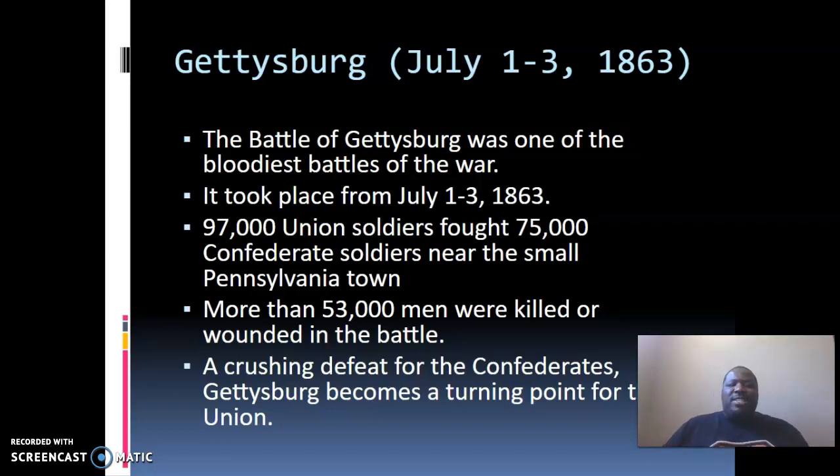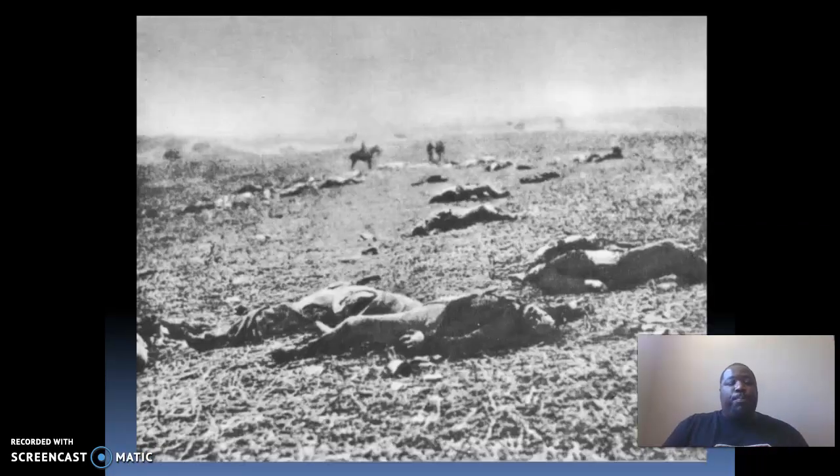So in all, 97,000 Union soldiers fought 75,000 Confederate soldiers near the small Pennsylvania town. So right there, you have close to 200,000 people fighting in that one location in a span of 3 days. There was a lot of fighting that went on, and it was a crushing defeat for the Confederates. Gettysburg really became a turning point for the Union, and that gave them the momentum to continue with the rest of the Civil War.